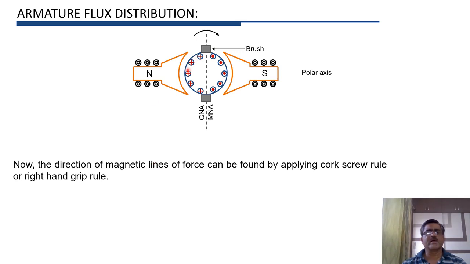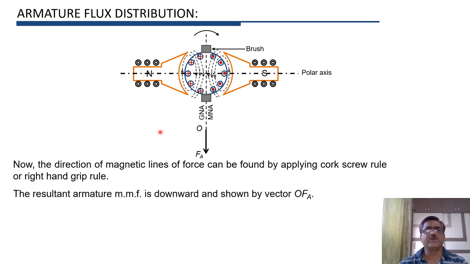So here the current is inward, and therefore for these conductors the magnetic flux will be in clockwise direction. Whereas for these conductors the magnetic field will be in anticlockwise direction. So when current flows through armature conductors, magnetic field will be set up, and this magnetic field is clockwise for the conductors under north pole, and it is in anticlockwise direction for the conductors under south pole.